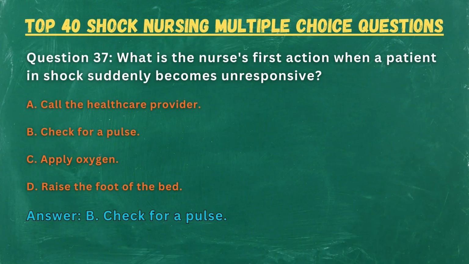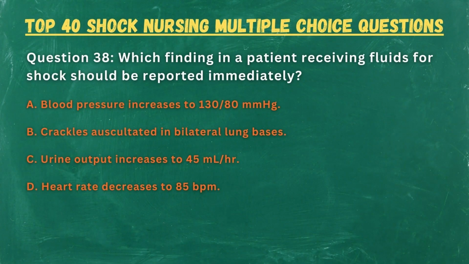Answer: B. Check for a pulse. Question 38. Which finding in a patient receiving fluids for shock should be reported immediately? A. Blood pressure increases to 130/80 millimeters of mercury. B. Crackles auscultated in bilateral lung bases. C. Urine output increases to 45 milliliters per hour. D. Heart rate decreases to 85 beats per minute.